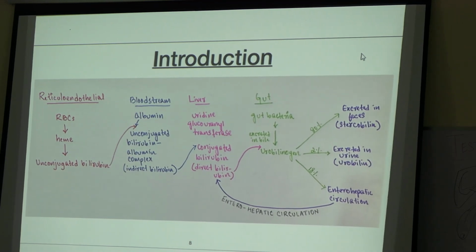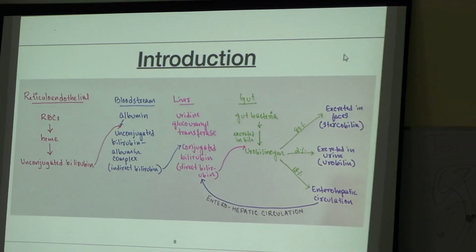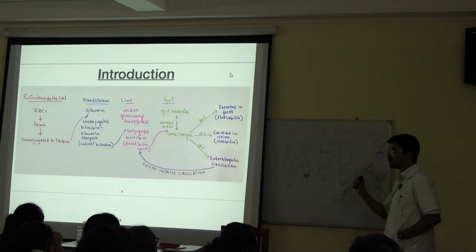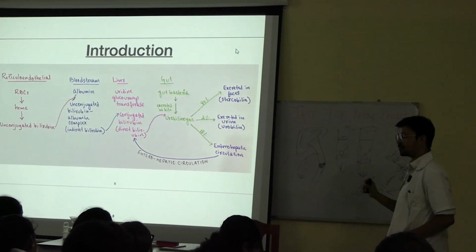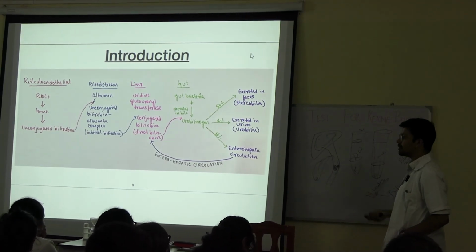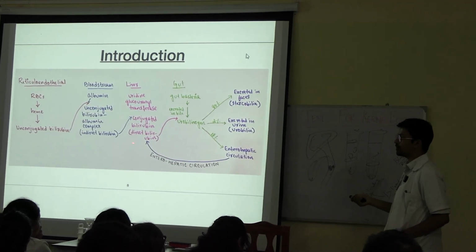If you have ever seen any blood report of any LFT, you can see there are two types of bilirubin written over there. One is indirect bilirubin, another one is direct bilirubin. Indirect bilirubin means this is the bound form of the bilirubin, and direct bilirubin means this is the free form of the bilirubin.